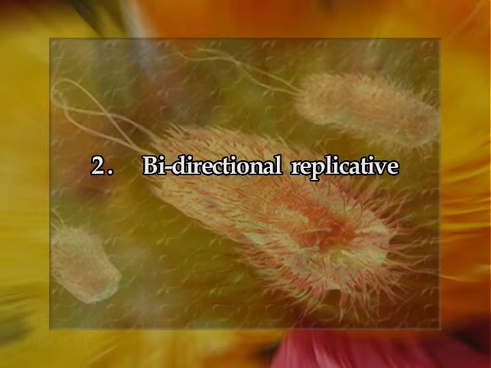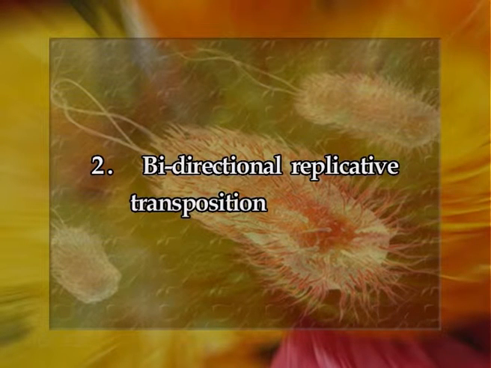Number 2 model, that is bidirectional replicative transposition. This model differs from the previous one in that the transposon increases its copy number in the cell directly, and the donor molecule is not destroyed. It apparently explains the mechanism employed by Tn3.